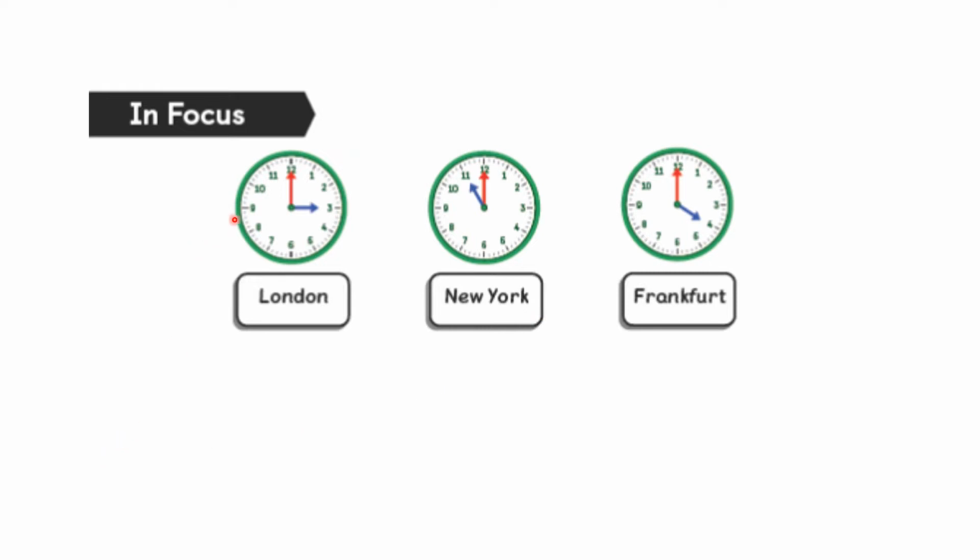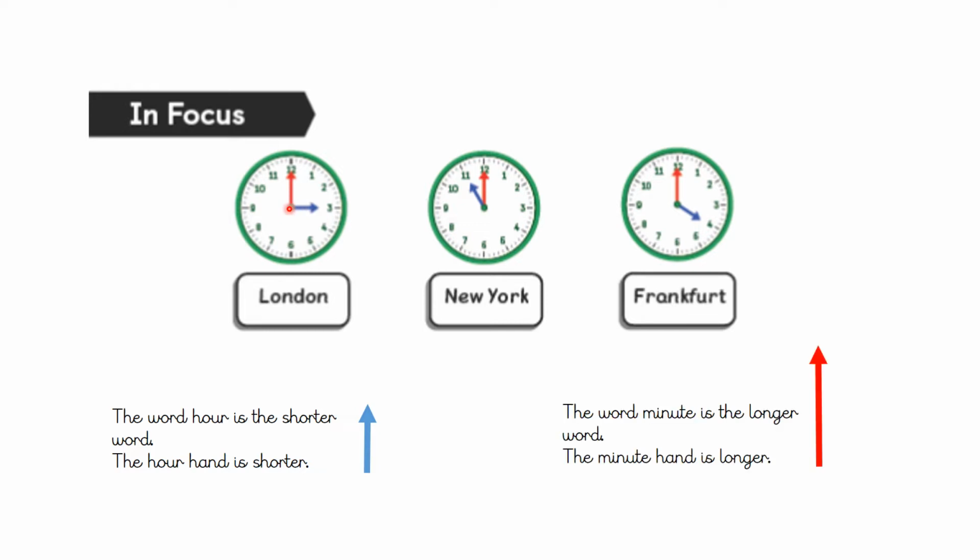Each clock has an hour hand and a minute hand. The hour hand is the shorter hand. This tells us what hour it is. The minute hand is the longer hand. This shows us how many minutes have passed into the hour.